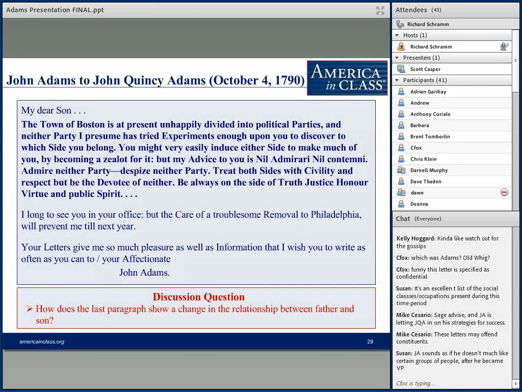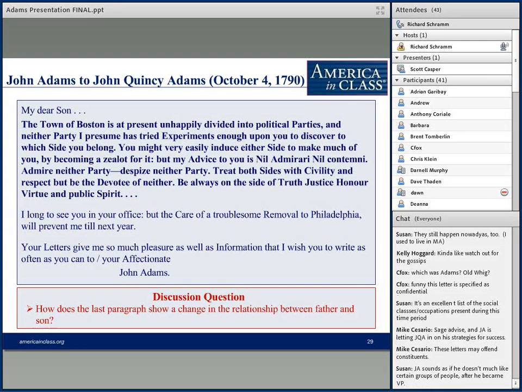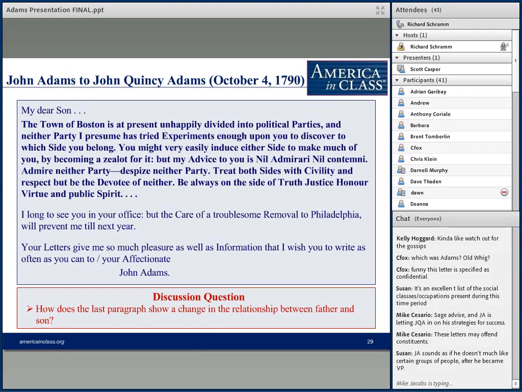My dear son, the town of Boston is at present unhappily divided into political parties, and neither party, I presume, has tried experiments enough upon you to discover to which side you belong. You might very easily induce either side to make much of you by becoming a zealot for it. But my advice to you is nil admirari, nil contemni. Admire neither party, despise neither party. Treat both sides with civility and respect, but be the devotee of neither. Be always on the side of truth, justice, honor, virtue, and public spirit.